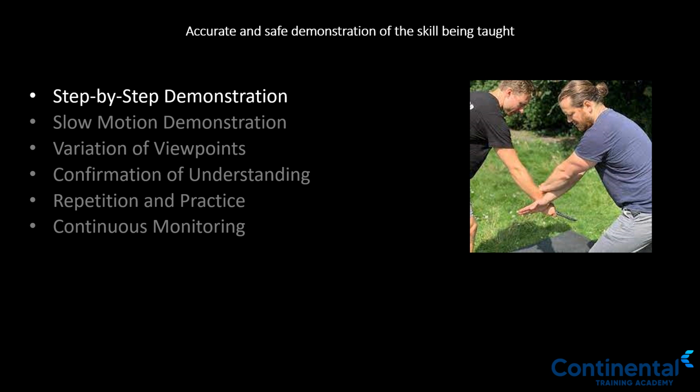So begin with a verbal explanation of the technique, outlining each step and its purpose. This helps learners to understand the sequence and objectives before seeing the technique in action. Perform the technique slowly and deliberately, emphasizing each movement's precision and control. Slow motion allows learners to observe the intricacies of the technique and understand the mechanics and safety considerations involved.